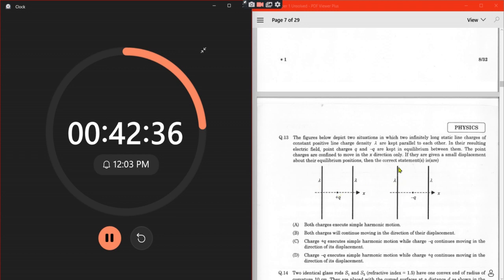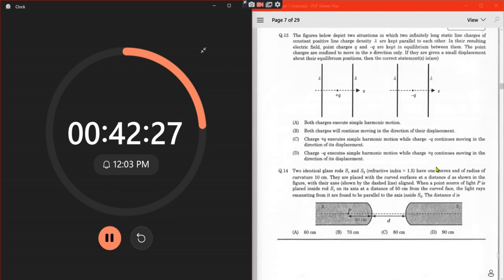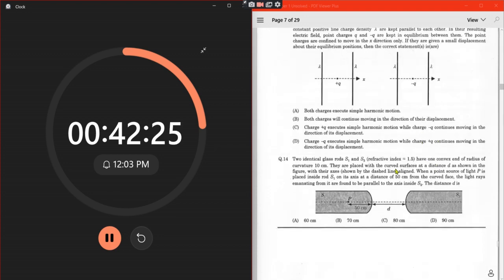What about negative Q? Its left field will decrease, the right field will increase, and the right field is pulling it, so it's supporting the velocity. So yes, it will go and keep going. Okay, both the charges will execute simple harmonic motion? No, not this one. Both charges continue moving in the direction of the displacement? Not this one. Charge plus q executes simple harmonic motion while charge negative q continues moving along with its displacement. Yes, that's right. D is correct.